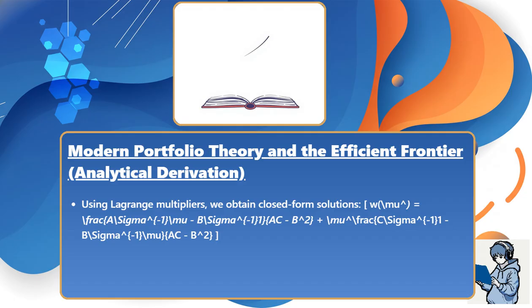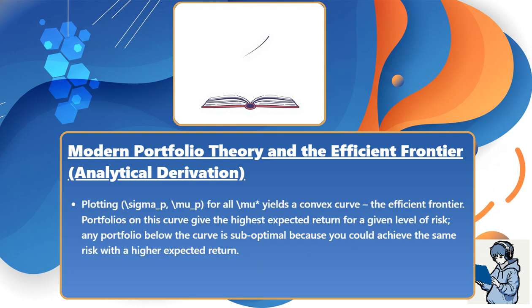W of mu star equals [A sigma inverse mu minus B sigma inverse 1] divided by [A C minus B squared], plus mu star times [C sigma inverse 1 minus B sigma inverse mu] divided by [A C minus B squared]. Where A equals 1 transpose sigma inverse 1, B equals 1 transpose sigma inverse mu, C equals mu transpose sigma inverse mu. Plotting sigma sub p, mu sub p for all mu star yields a convex curve, the efficient frontier.